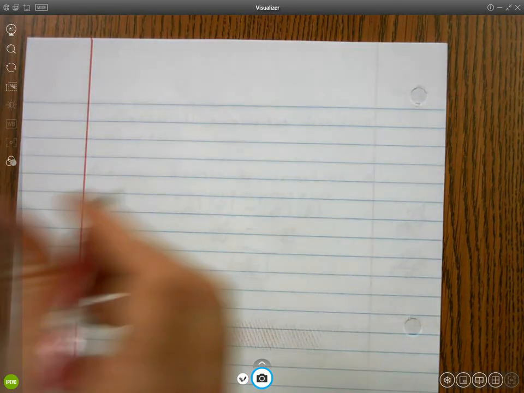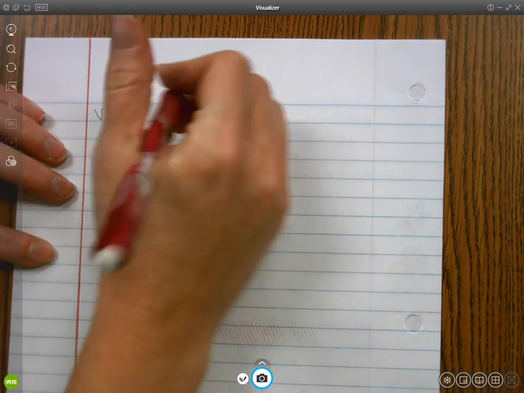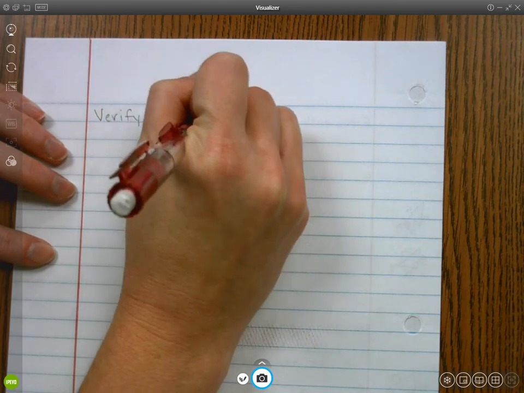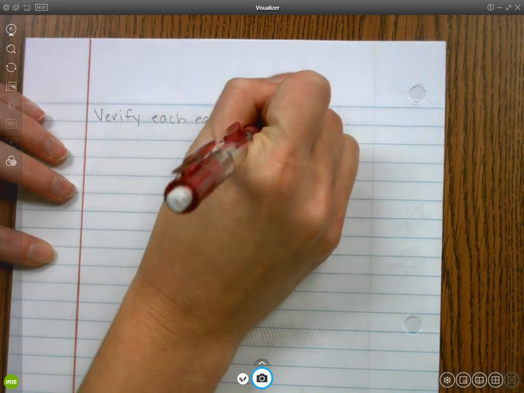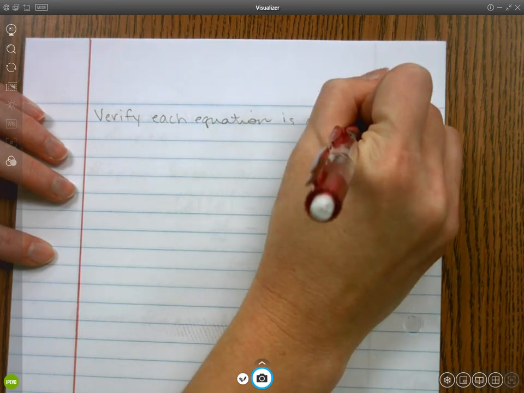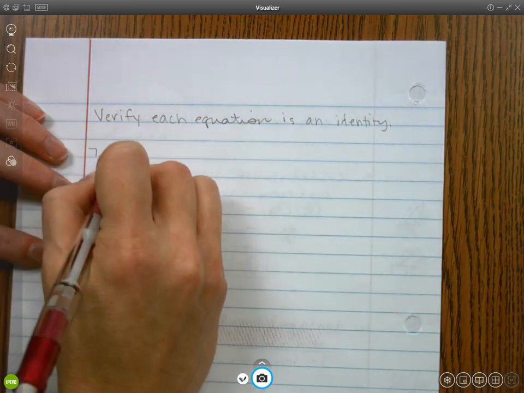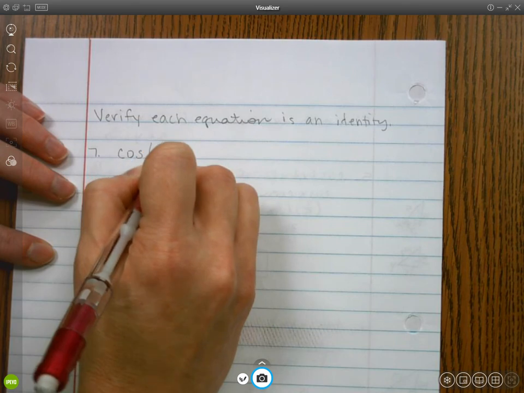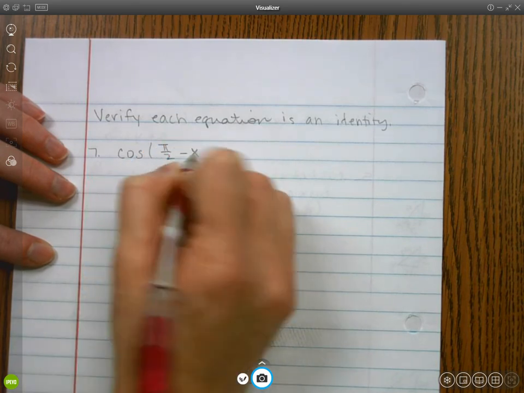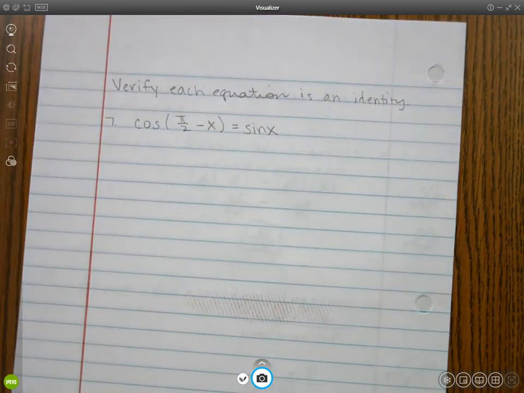All right, so we learned how to verify. So let's verify with these identities. So 2 more examples will be done. We want to verify each equation is an identity. All right, so number 7 says cosine of pi over 2 minus x is equal to sine x. Okay, so first of all, this is one of the identities that is in your list of identities. It's one of those co-function identities.